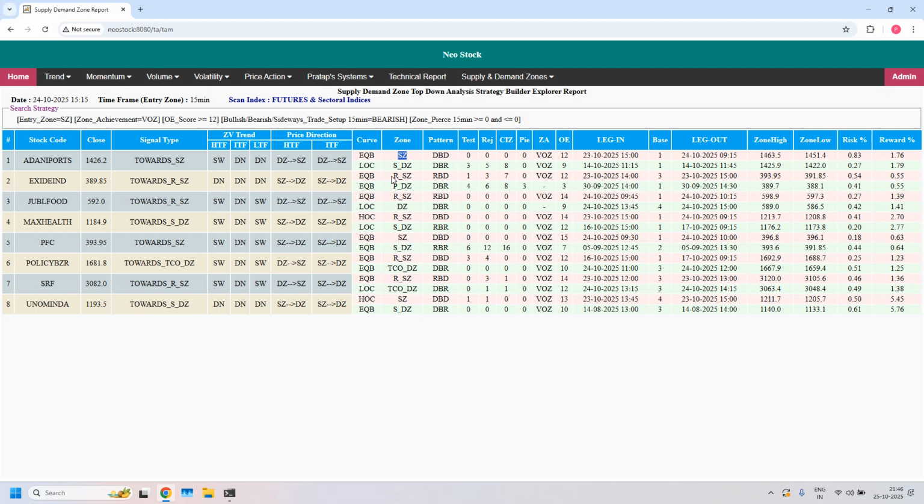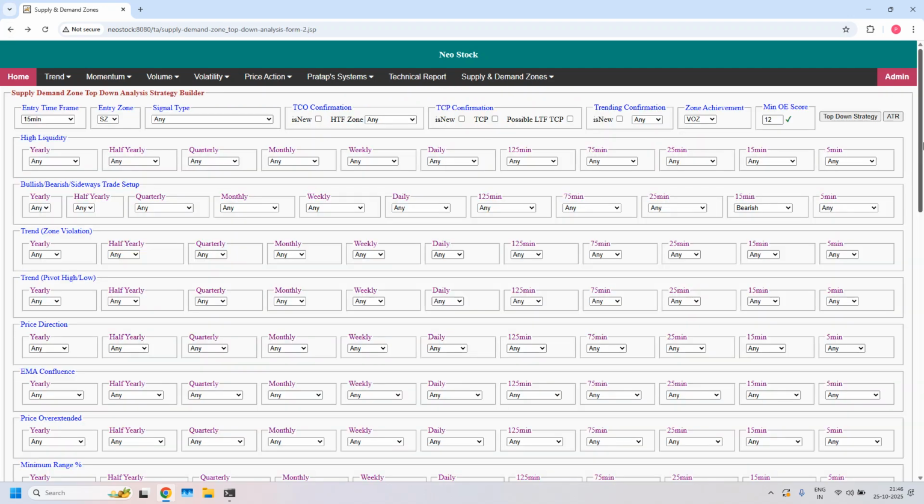Entry time frame zones are 15 minute supply zones. So total we got 8 stocks. Out of these 8, there could be some high probability trade setups of 15 minute supply zones that we should filter based on 2 different zone confluence and EMA confluence strategies that you learned in lesson 27. So first strategy, LTF and ITF supply zone confluence and ITF EMA confluence.